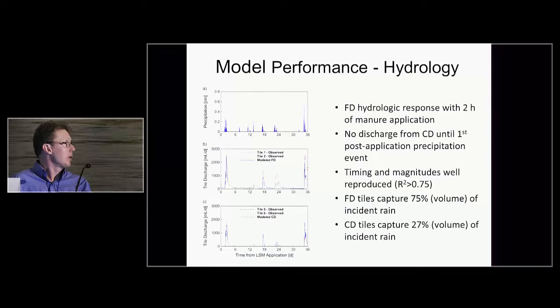And now we look at the model performance. Here we're looking at the hydrology, and the model could reproduce the hydrologic characteristics from both the controlled drainage and the free drainage scenarios very well. The amount of water that was captured by the two different drainage scenarios in the model was very close to what was actually observed at the field site. The timing and the magnitudes of the different spikes across the 36-day monitoring period were also very well reproduced. So hydrologically, the model worked pretty good.